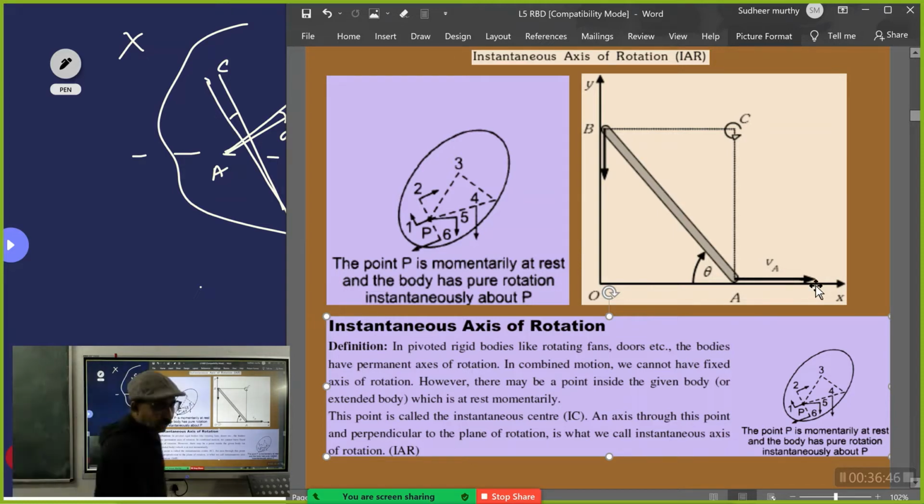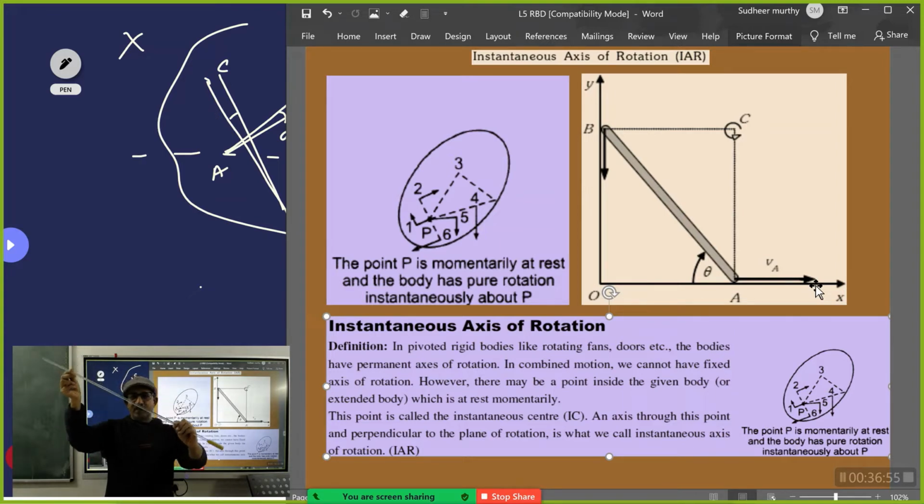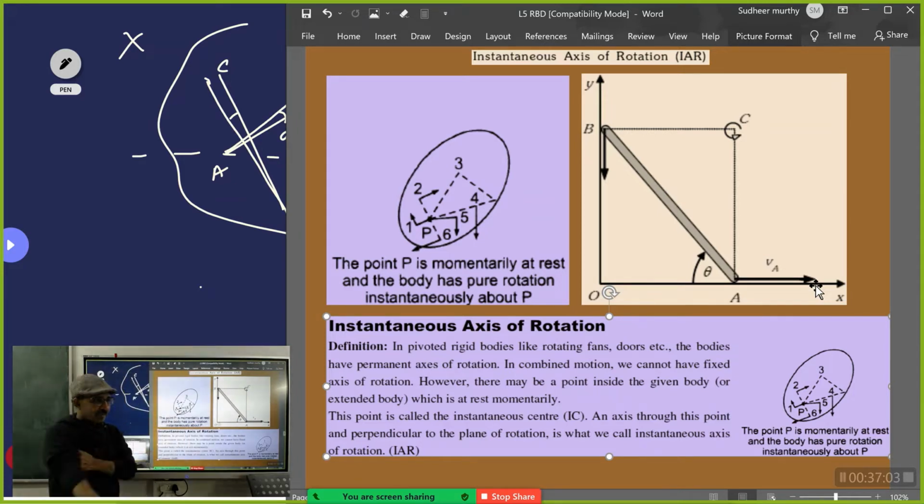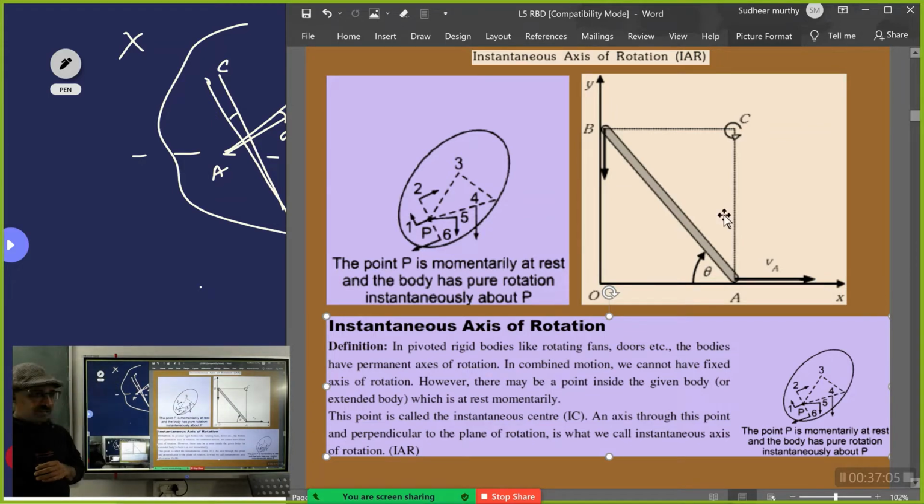Now what you see here is that this rod, as it is sliding, if you take this as a line, is changing its orientation. So it gives us the concept of rotation.